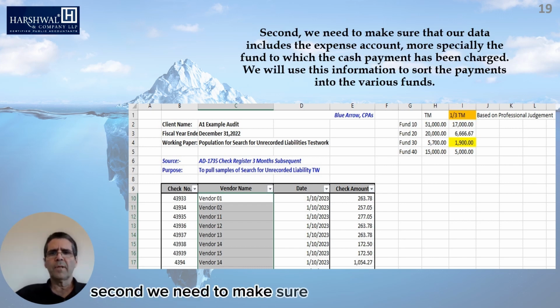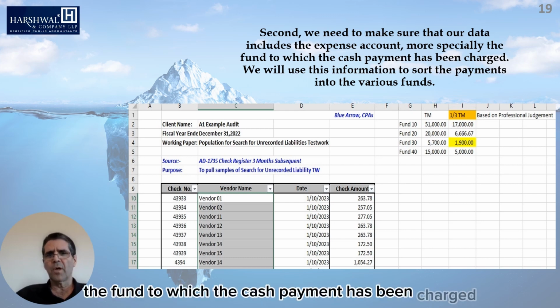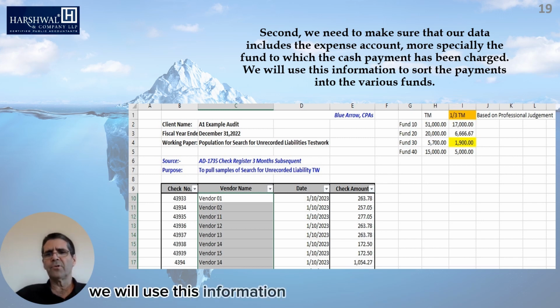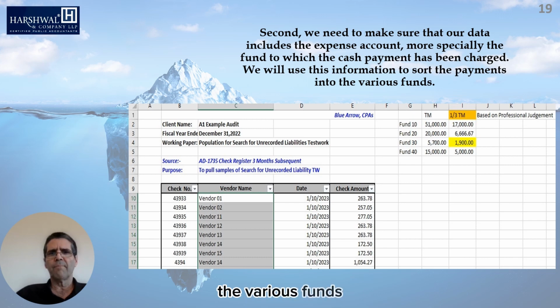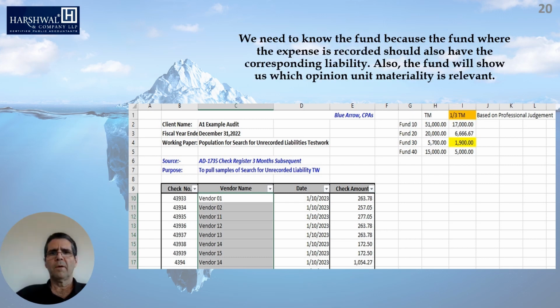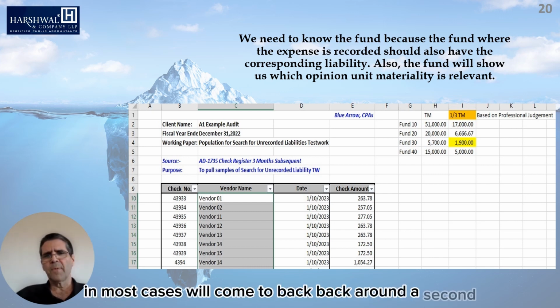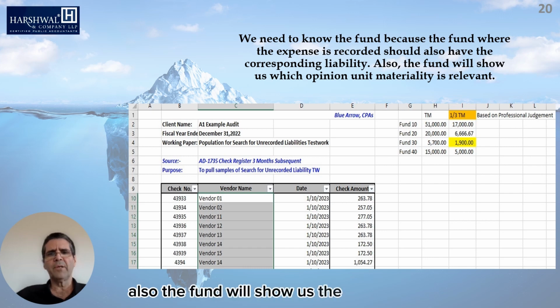Second, we need to make sure that our data includes the expense account, more specifically the fund to which the cash payment has been charged. We will use this information to sort the payments into the various funds. We need to know the fund because the fund where the expense is recorded should also have the corresponding liability in most cases. We'll come back to that in a second. Also, the fund will show us the opinion unit materiality that is relevant.